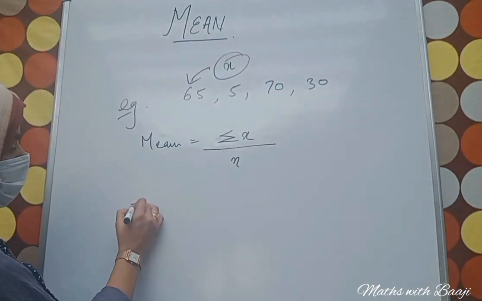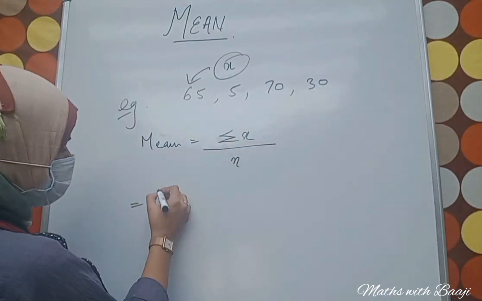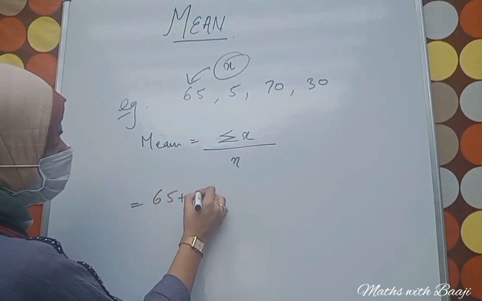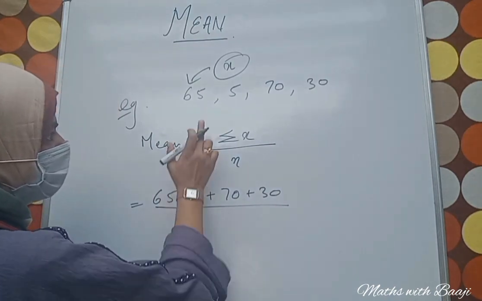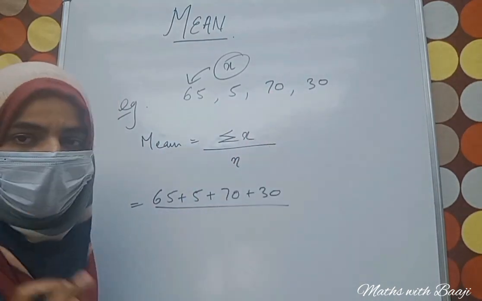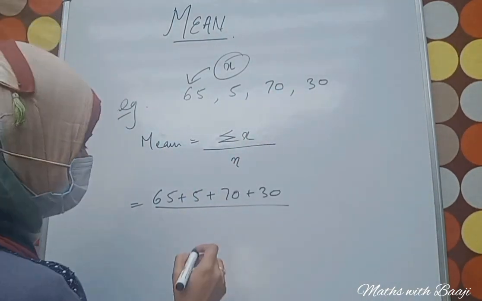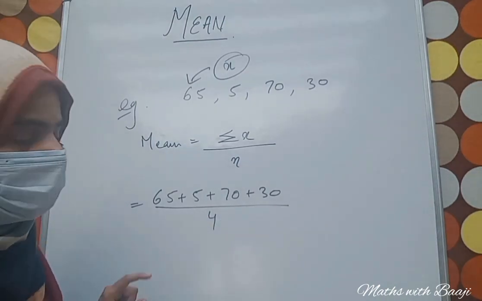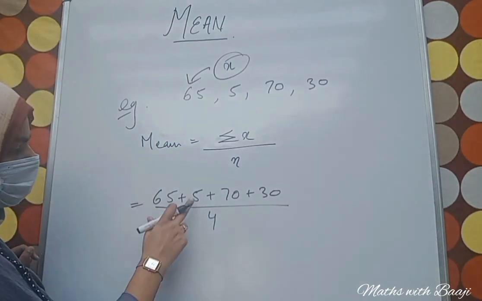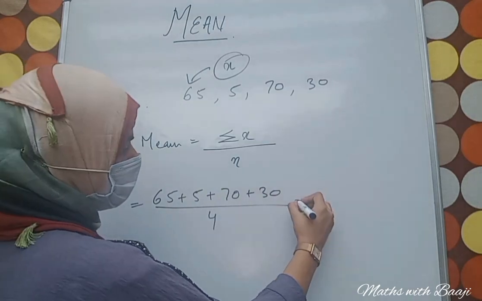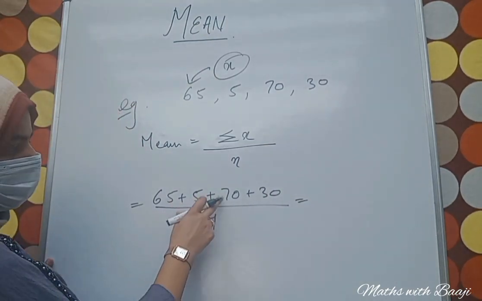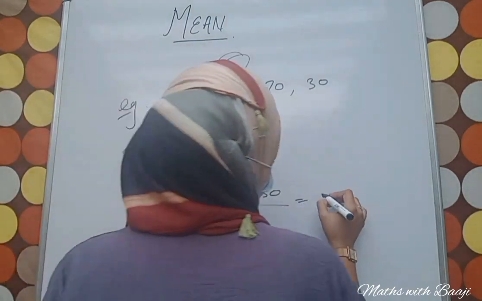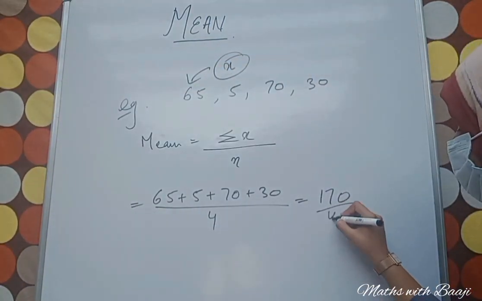So what will we do? Summation x means over here we will be adding 65 plus 5 plus 70 plus 30. How many quantities are there? 1, 2, 3, 4. Total numbers are 4, so we will be dividing by 4 over here. Added, we get 70, 140, and it becomes 170 upon 4.